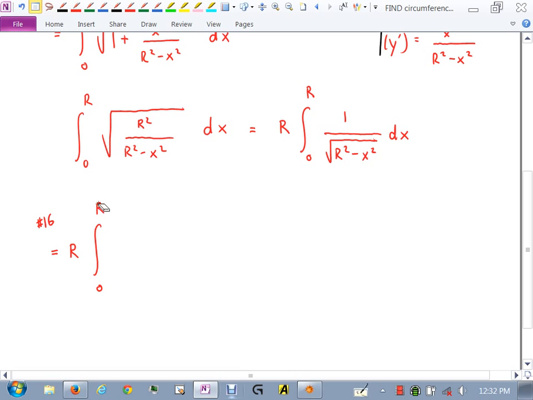Oh, and sorry, I don't want the integral anymore. What is the antiderivative of this according to formula 16? Remember, A is R, capital R, right? So what is it? Arc sine of x over R. Everybody agree with that on formula 16? And we put our limits of integration from 0 to capital R.